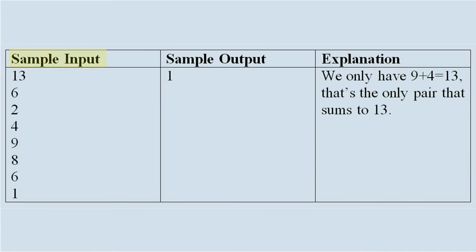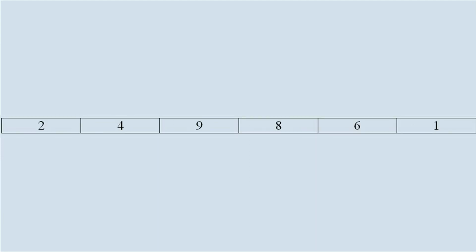Here is the sample input. 13 is the total weight. 6 is the number of distinct tomatoes. These are 6 different tomatoes. And the sample output is 1. As we can see from the input, only 9 and 4 add up to 13, so there is only one way to get different tomatoes equal to the total weight. This was the array provided as input which contains different weights of tomatoes.